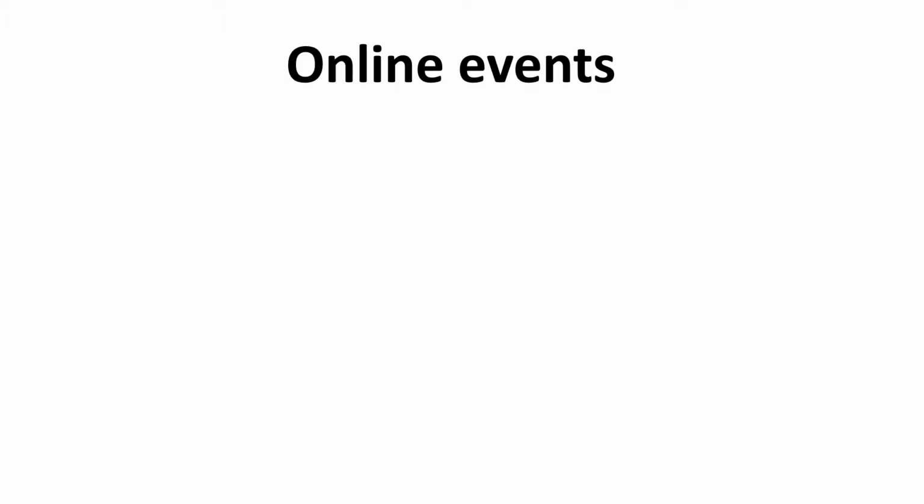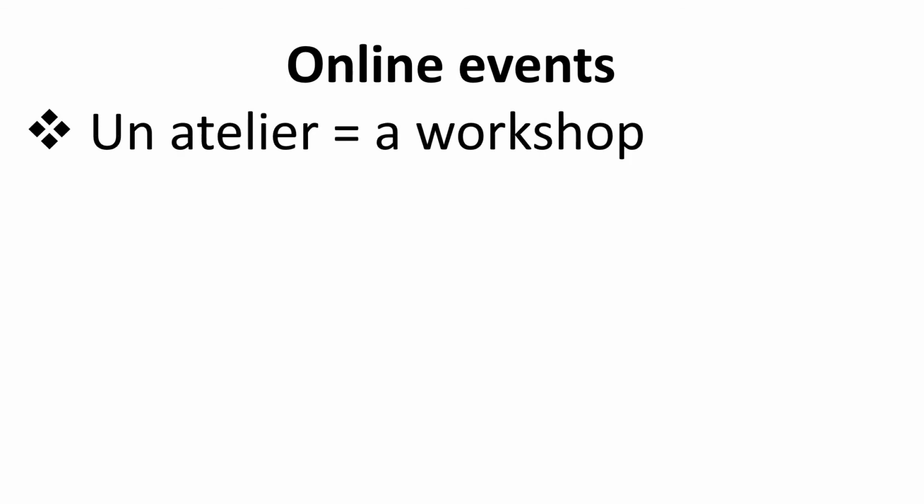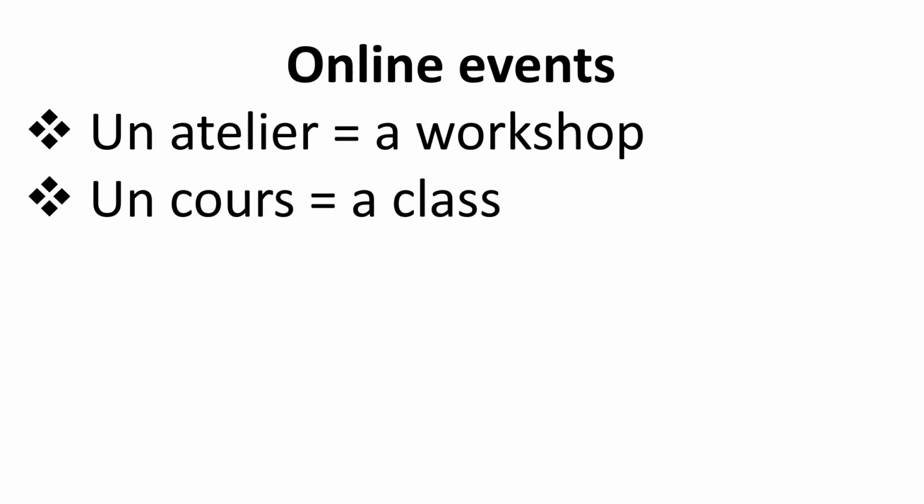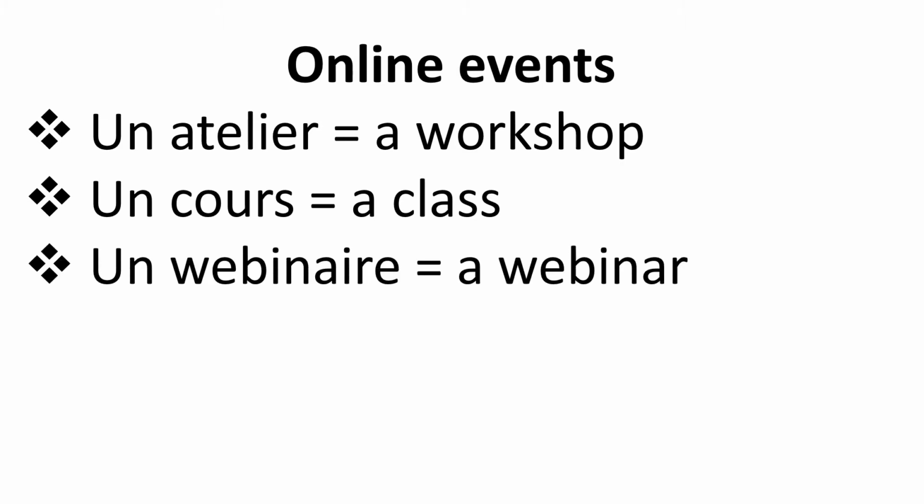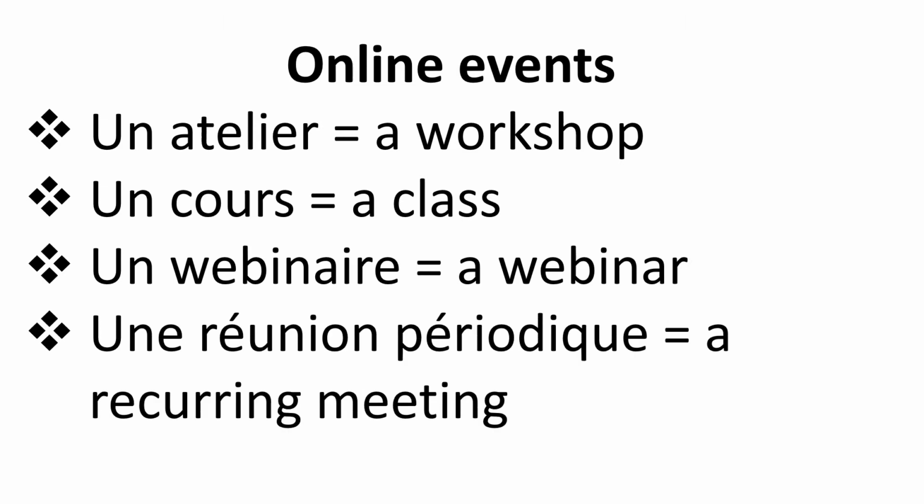Let's look at some online events, starting with an atelier, which is a workshop, un atelier, un cours en ligne, which is an online class, un webinaire, a webinar, une réunion périodique. So this is a recurring meeting, which we can have on Zoom. Une réunion is a meeting. Donc, une réunion périodique, a recurring meeting.